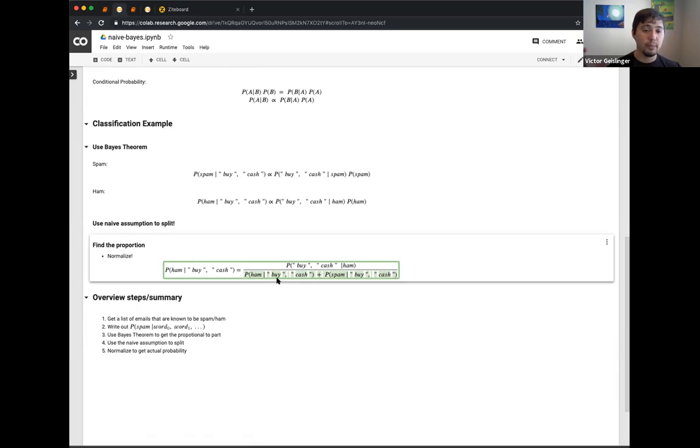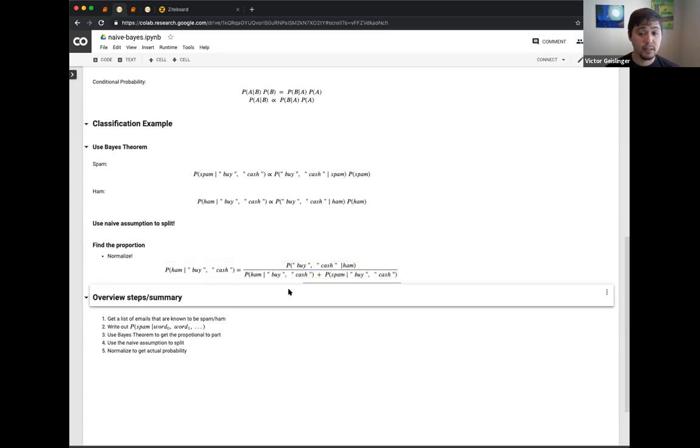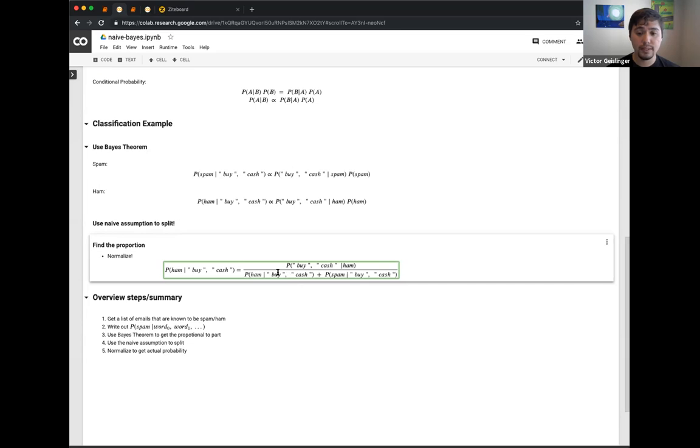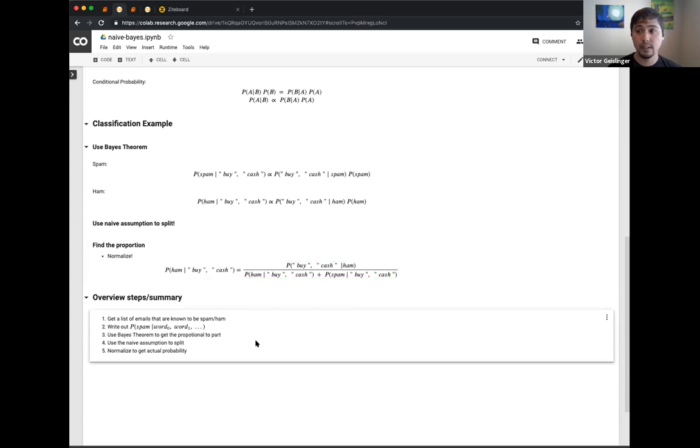This normally would be very long because you'd have to split this up with the naive assumption, basically that they're independent. Cool. And again, this should be flipped over, but I'm not going to go in there right now and flip it. I'll fix it in the final version. Okay. So cool.